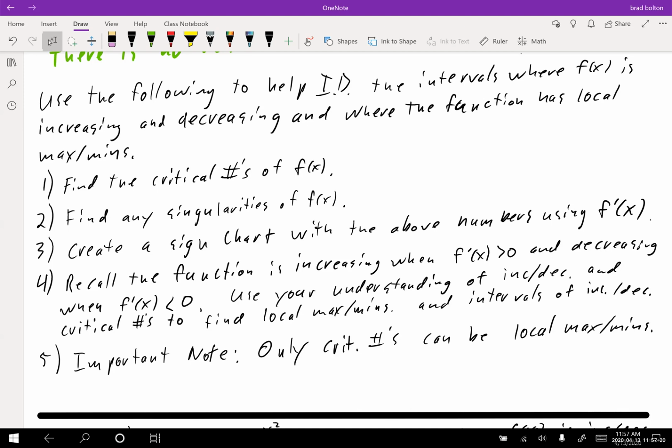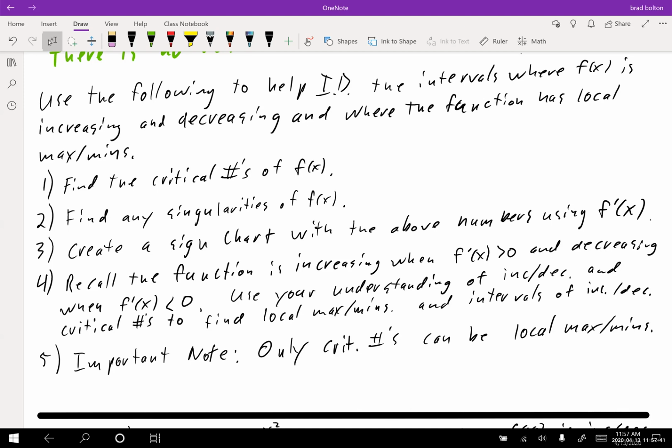If I'm going decreasing, decreasing, decreasing, and all of a sudden I'm going increasing, increasing, increasing. Well, if I do that with my hands, I have to make a little valley. So if I try to think about what it's actually doing, it is creating a little valley, so a local minimum.